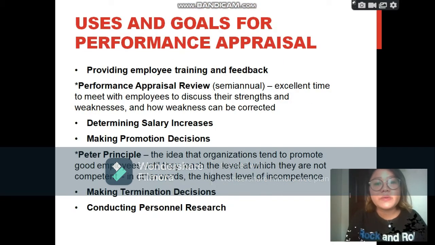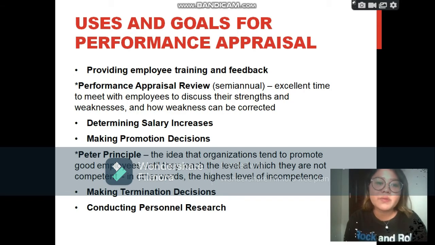Okay, so what are the uses and goals for performance appraisal? Okay, so the first one, this is used to provide employee training and feedback. All right, as we are working, we also would like to know if we are doing well with our work, right? So this could be used to strengthen the good things about your work, and you also need to recognize your weaknesses.